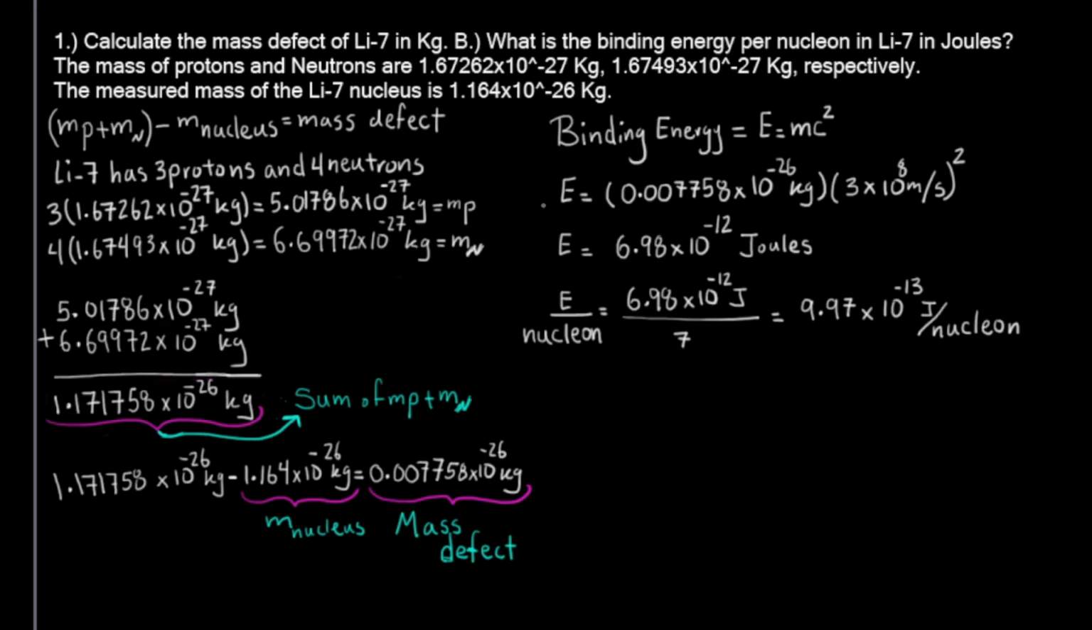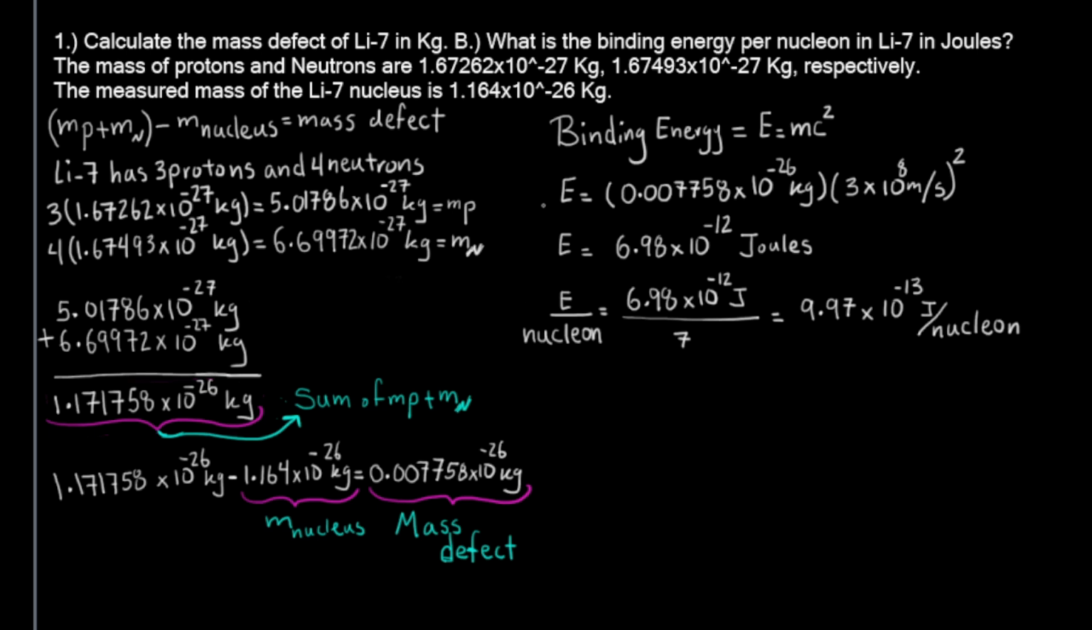So once we multiply 3 by 1.6726 times 10 to the minus 27 kilogram, we get a value of 5.01786 times 10 to the minus 27. This is the total mass of free protons. Then we need to multiply 4, because we have 4 neutrons inside the lithium-7 nucleus, by 1.67493 times 10 to the minus 27 kilogram. Once we do that, we get a value of 6.69972 times 10 to the minus 27 kilogram. This is the total mass of free neutrons.